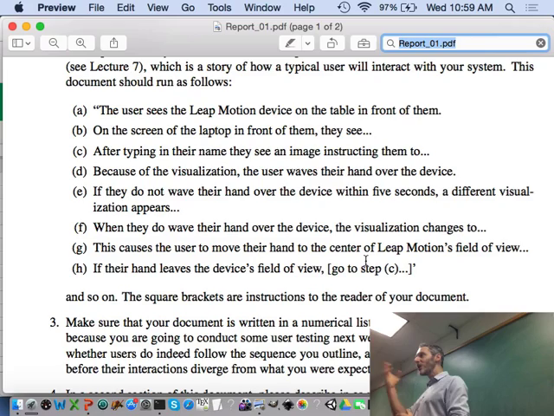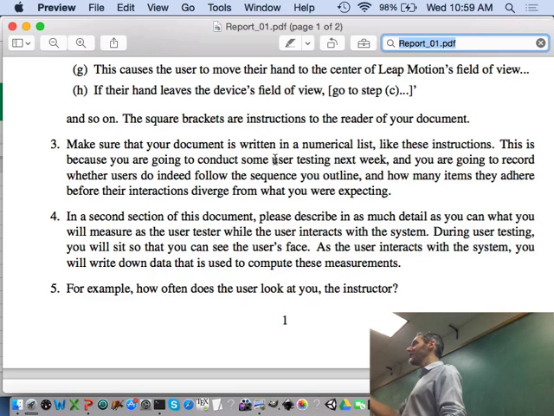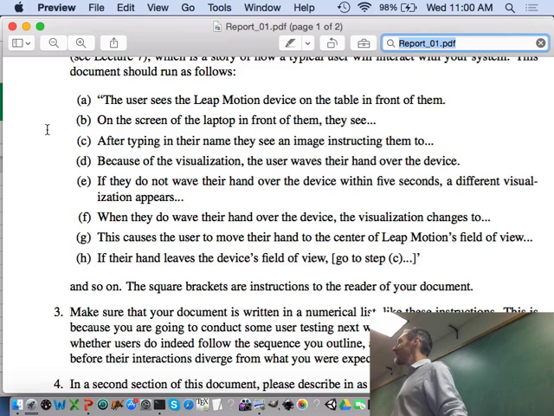Okay. We want you to write this as an enumerated list because the following week, when you actually do some user testing, you are going to be sitting next to your user and you are going to be watching them interact with the system. And again, you are going to try to hopefully not say anything. And you are going to be ticking off, do these things actually happen? So in an actual user interaction, did A, B, and C play out, and then something else happened? So you thought D was going to happen, but instead something else happened. When did the interaction go off script?